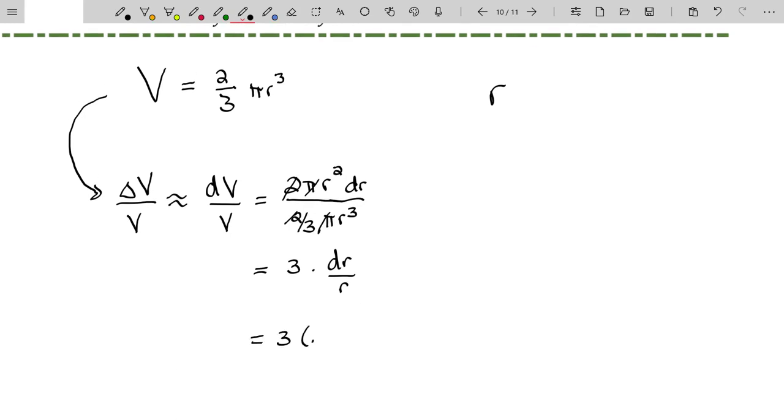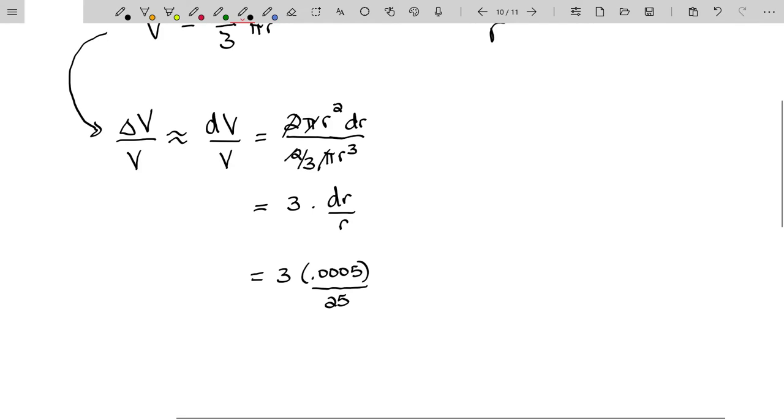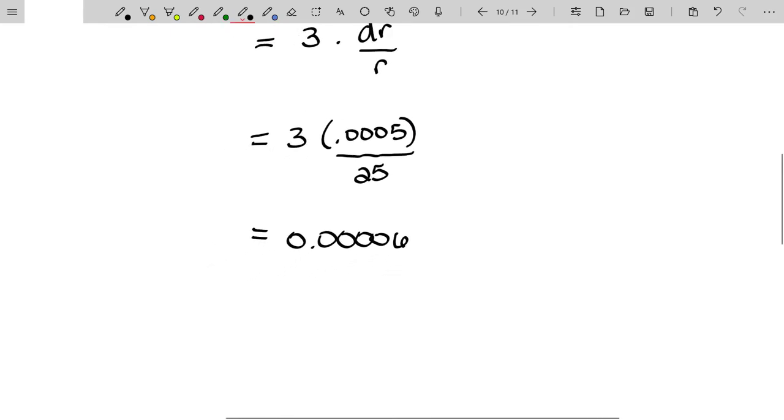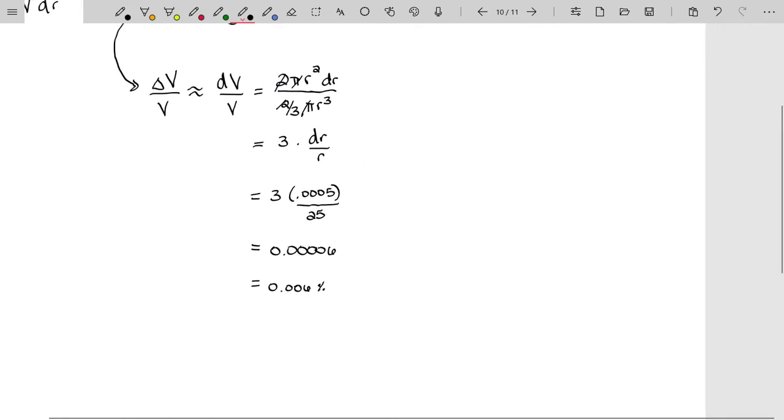And we were given that dr, in our case, was 0.0005. And the true radius was 25. So if you compute those, which I would need to grab a calculator, times 3 divided by 25, you get, oh, that is nice, 0.00006. So our relative error in computing the volume is 0.00006, or in other words, moving that 2 decimal places, 0.006%. That's a very small percentage change in our volume.